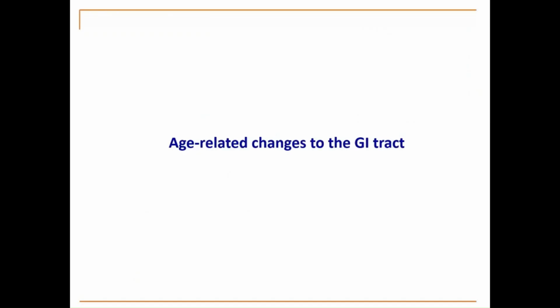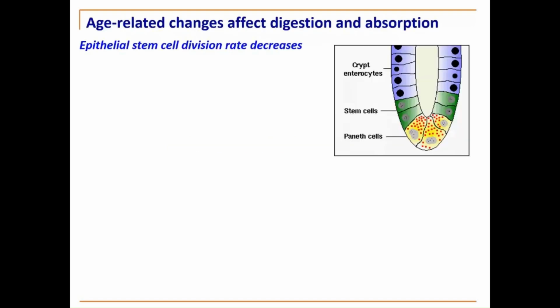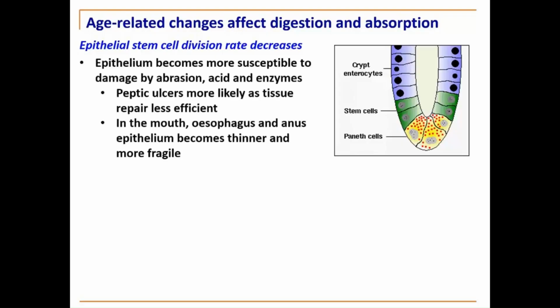So now we're just going to touch towards the end on the age-related changes to the GI tract and what happens because of changes to smooth muscle levels, for example. There are lots of changes that affect digestion, absorption, and other processes. As you start to get older, your epithelial stem cell division rates decrease. So it's your epithelial stem cells that go on to make new epithelial cells within your GI tract. Therefore, the epithelium becomes more susceptible to damage by abrasion, by acid and enzymes. Peptic ulcers are more likely as tissue repair becomes less efficient and slower. In the mouth, the esophagus, and the anus, the epithelium becomes thinner and more fragile.